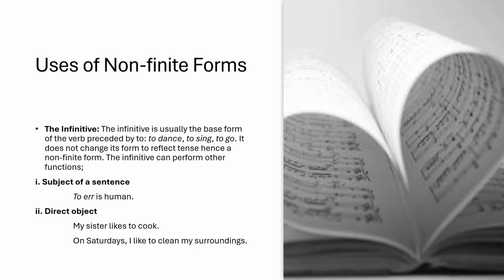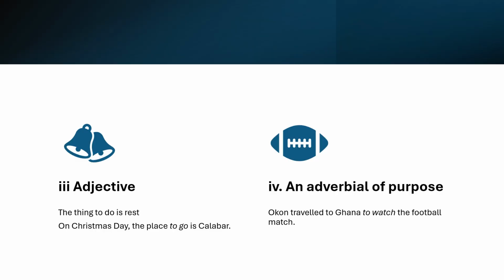So, I like to clean. Again, to clean is the object of the verb. But I can also have it as transitive, in this case, my surroundings. So what is it that you like to clean? What do you clean? My surroundings, as the case is here.